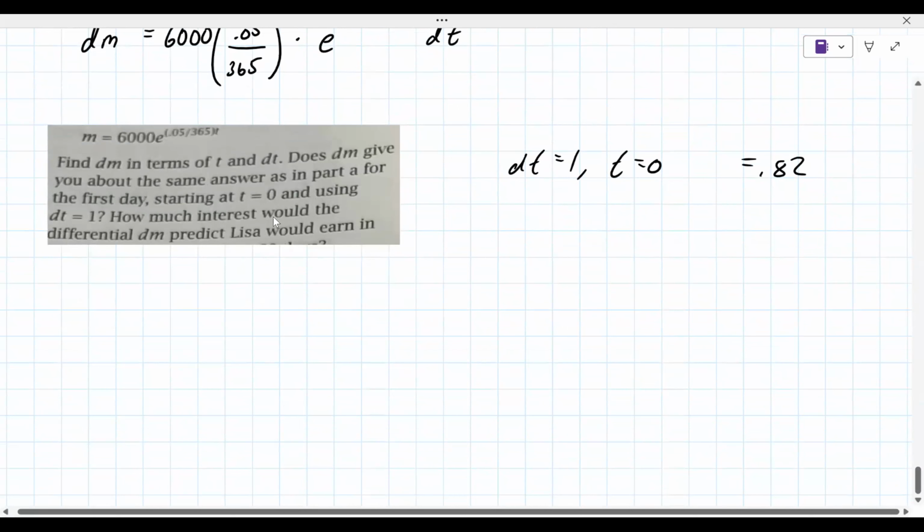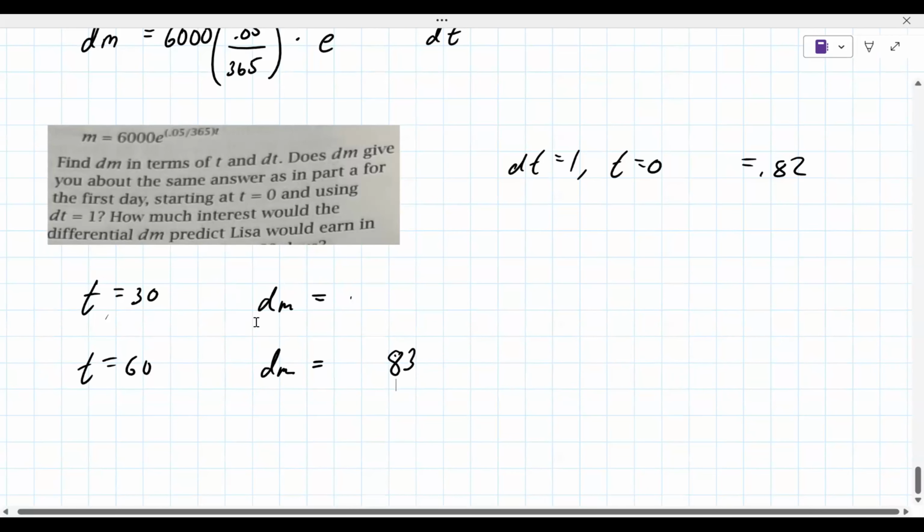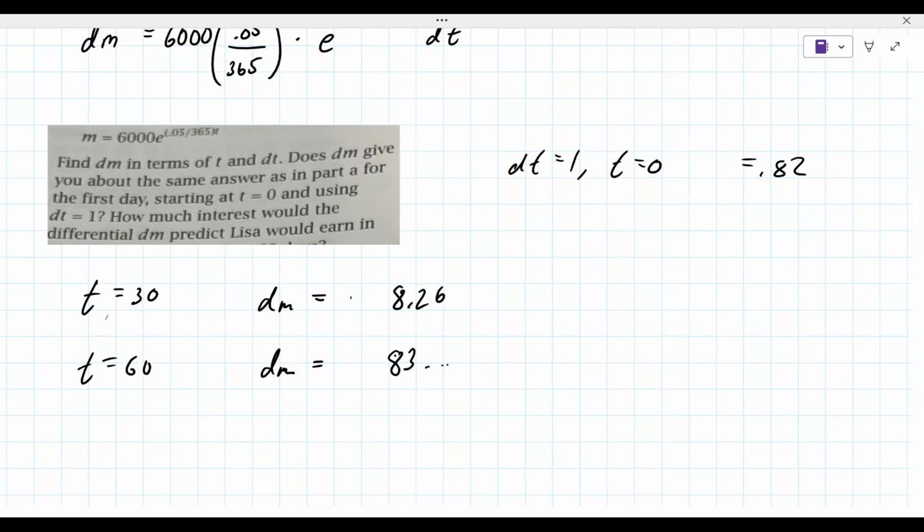So that's kind of silly. But how much interest would the differential dM predict Lisa would earn in the first 30 days? So t equals 30. I guess you can calculate dM for that. Okay. What would the dt equal? They're suggesting using a one for it. So 8.26 for the first 30 days. Yeah. Doesn't seem like enough. All right, can you do it for the first 60 days? Yeah. Hopefully it's more than that. What did you get for 30? 8.26. Okay. And then for 60 it's 83 point something. Yeah, 83.04. Okay. That seems better. It's about $1 a day. That's why the 30 seems really off, but I'll just go with it.